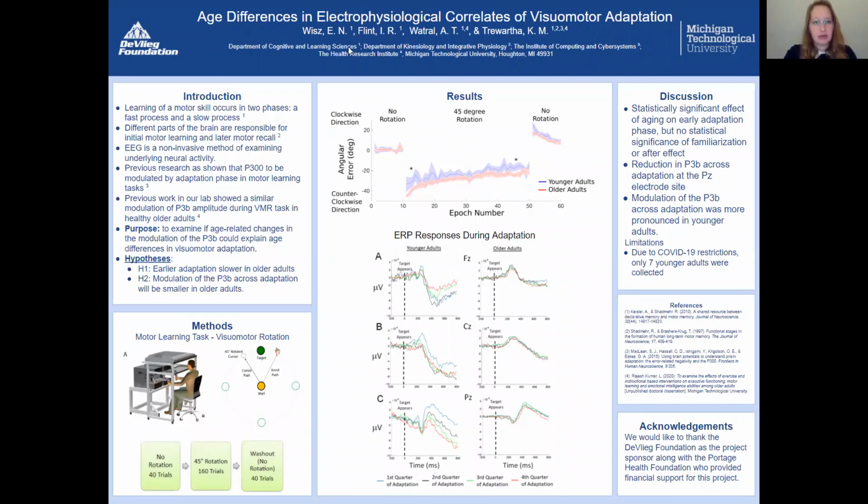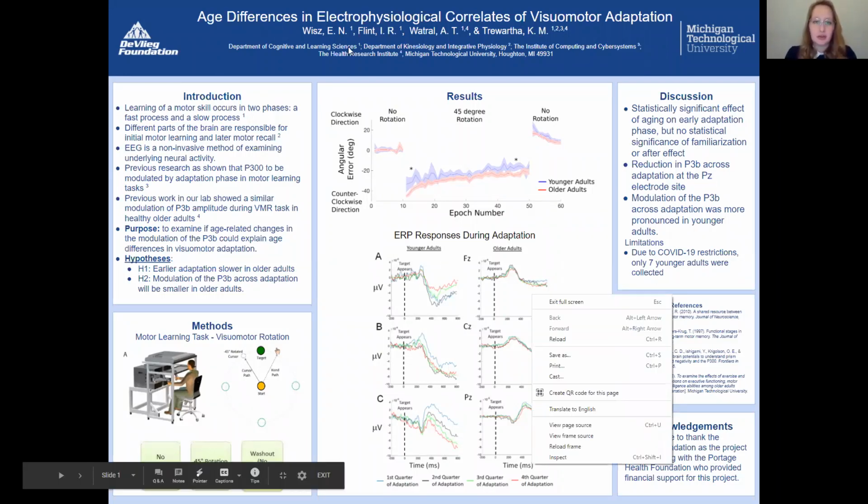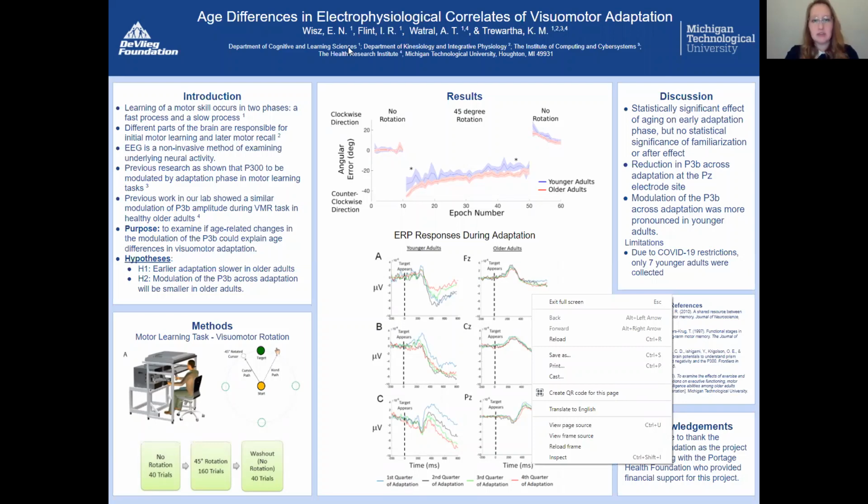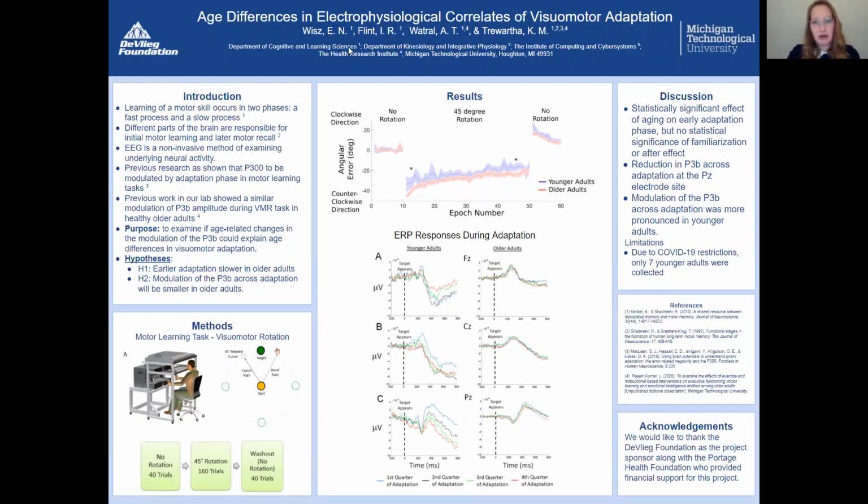So starting off, motor learning is a specific type of learning that occurs through the repetition of movement. Learning of motor skills is accomplished through two phases, a fast process and a slow process. The fast process occurs first and allows performance improvements to occur rapidly by adapting strongly to errors. This process, however, does not help to maintain memory of the movement over time.